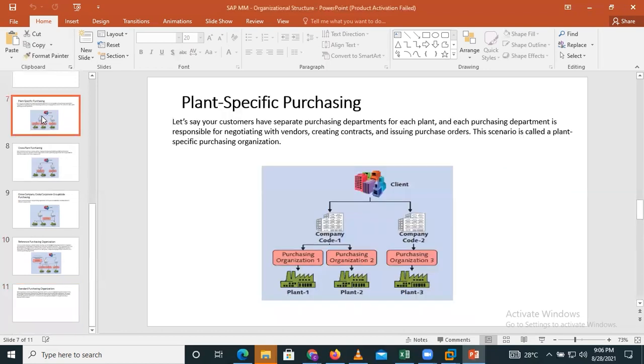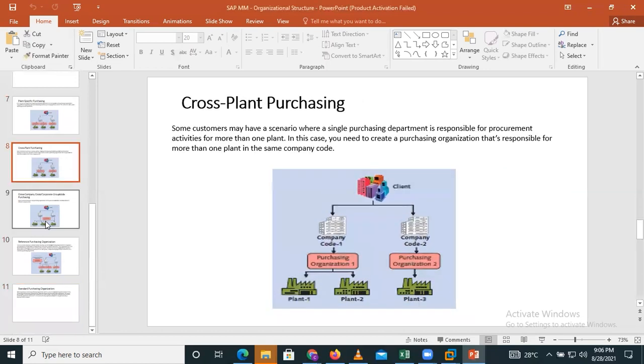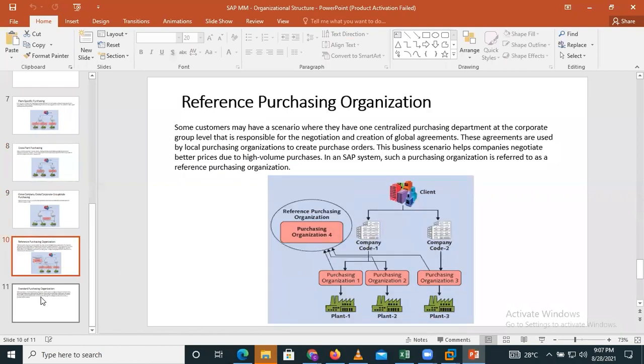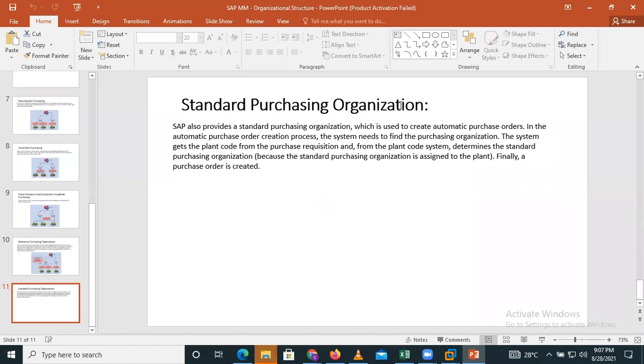So these are the main business scenarios: plant specific purchasing, cross plant purchasing, cross company code purchasing, and reference purchasing. Now there is one more, the standard purchasing organization, but this is only used when we want to create a purchase order automatically by the SAP system. SAP also provides a standard purchasing organization which is used to create automatic purchase orders. Whenever my purchase order needs to be created automatically, how does the system decide which purchasing organization needs to be considered for which plant?